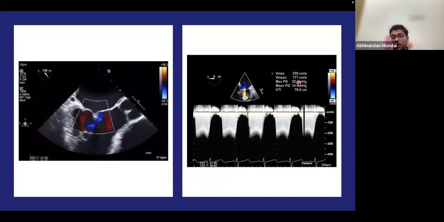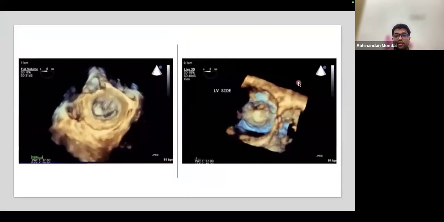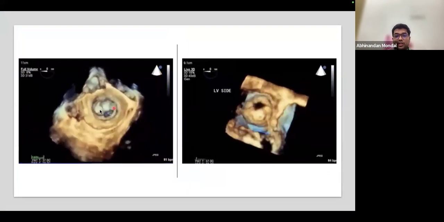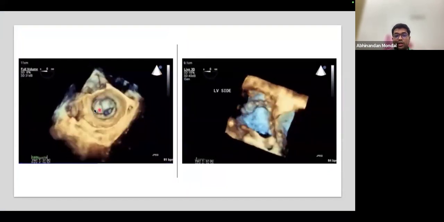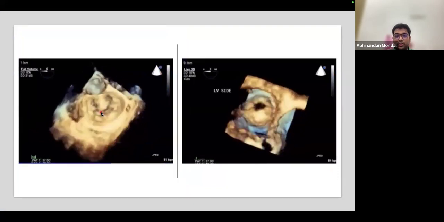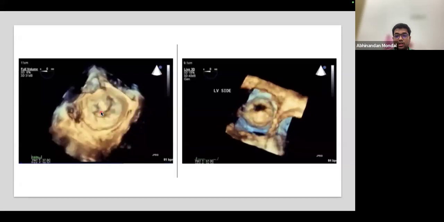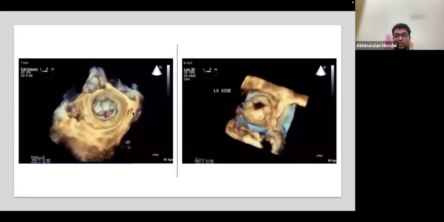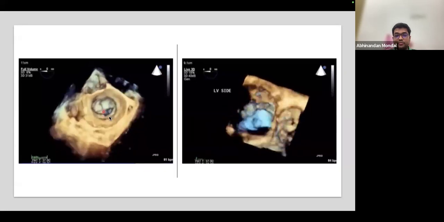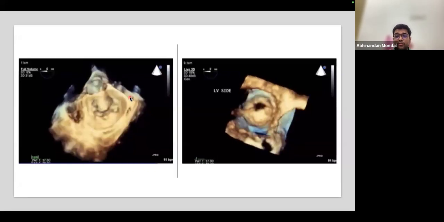So I have to examine further. Now you can appreciate there is a fusion of your posteromedial commissure. So that means this is a severe mitral stenosis that you are dealing with.